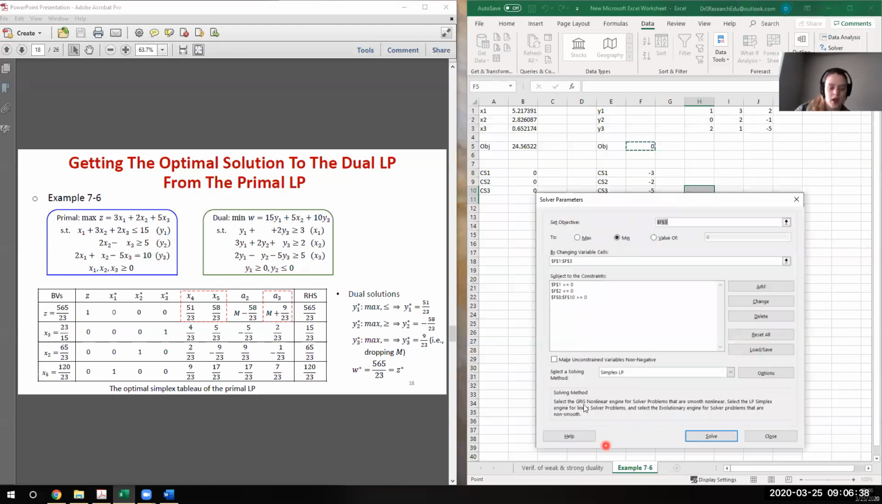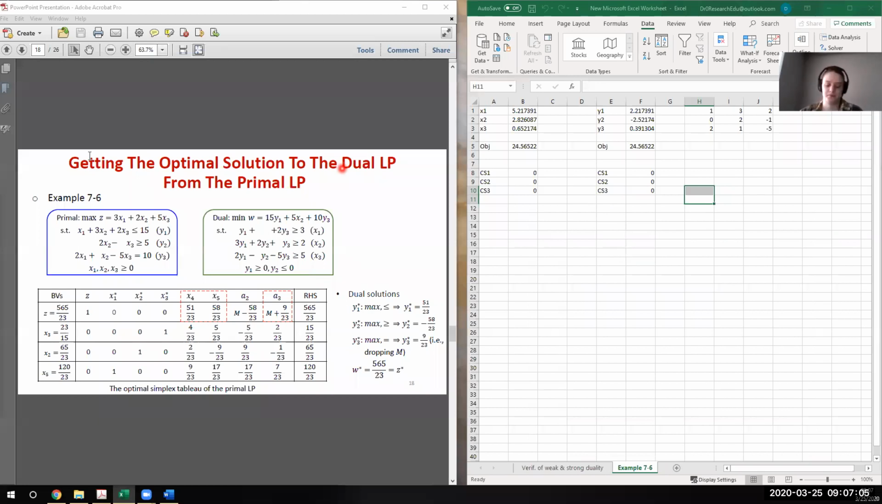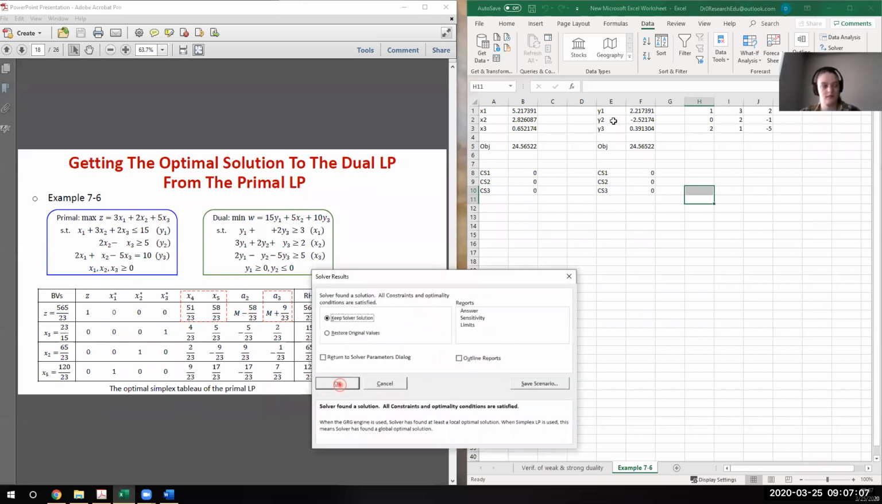Now, make sure you do not choose this option, make unconstrained variables non-negative. Why? Because I do have a variable y3 which could be negative or could be positive. If I click this one, it's going to force y3 to be non-negative. So I'm not going to click this one, and then I'm going to choose solve. And you can see the solutions right here.